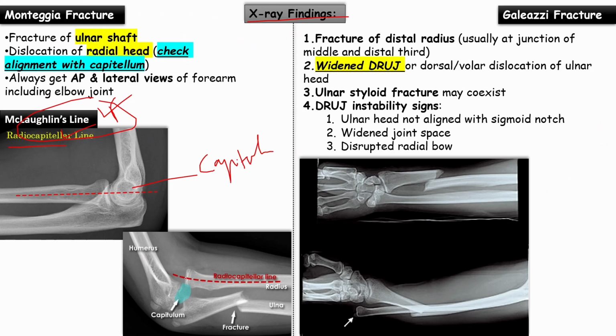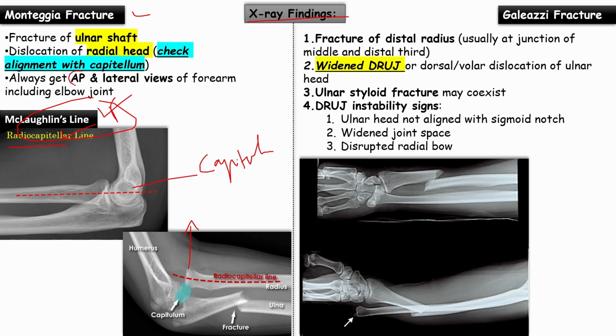Now, in case of Monteggia fracture, just because the radial head displaces, don't you think this line will also be displaced along with the longitudinal axis of the radius? So because of this, the line will not pass through the capitulum anymore. By this we will understand that the radius is displaced from its normal position. So that is the importance of McLaughlin's line in the Monteggia fracture.